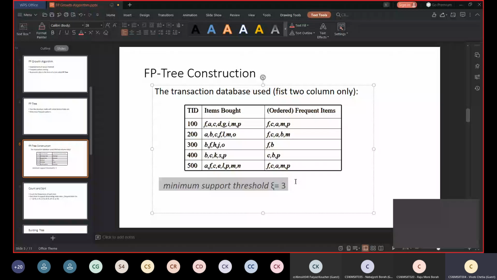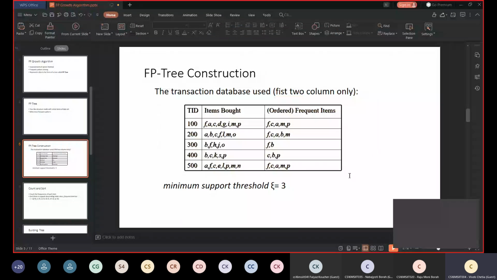So we have already discussed the number of counts and their descending order set. Now the process of building the tree. First we start with the root, which represents null. Then we go transaction by transaction. The first transaction has the items in descending order F, C, A, M, P. The root node will be connected to this node, and the number of times we visited this node is 1. So each count here is shown as 1.